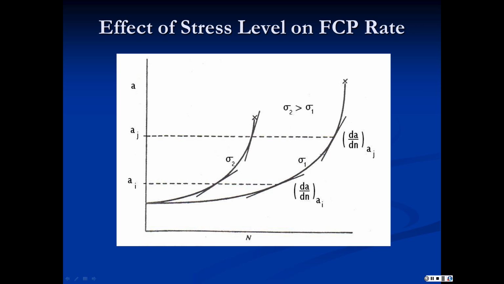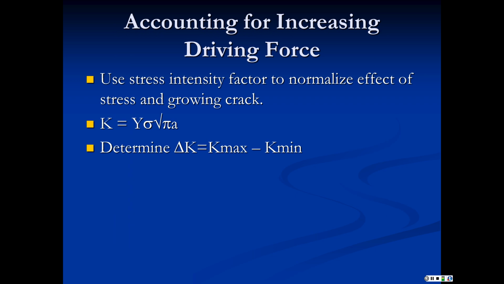All right. Well, this is a problem because every stress has its own curve, so I need to have a whole bunch of these curves for a given material so I could figure out what's happening at a given stress. That's not practical. So let's use the stress intensity factor to see if we can normalize the effect of stress in a growing crack. So remember that K is equal to the shape factor Y times sigma times the square root of pi a. Now, a is the crack length, sigma is the applied stress. What we're going to do is, this is cyclic loading, so you have a maximum stress and you have a minimum stress. So we're going to calculate the K value at the max and the K value at the min, subtract those, and call that delta K.